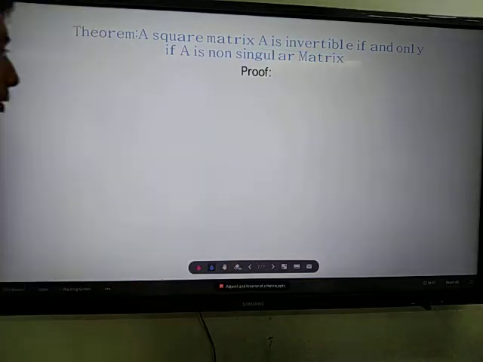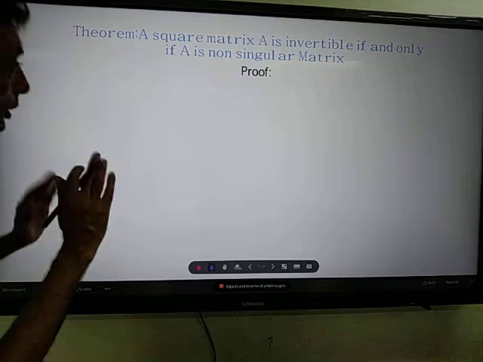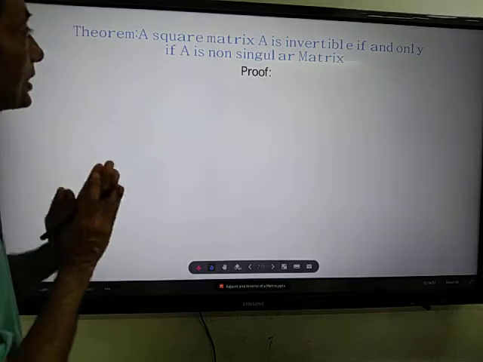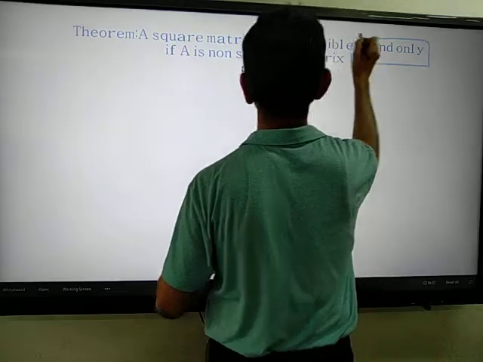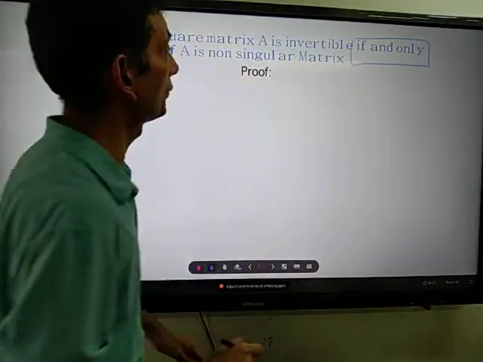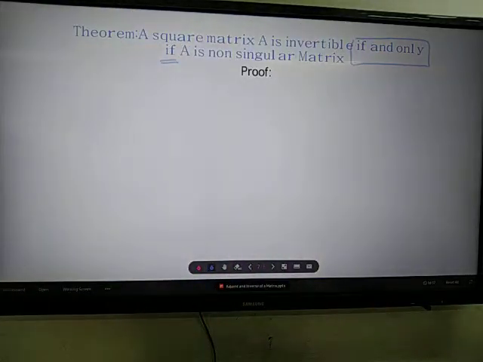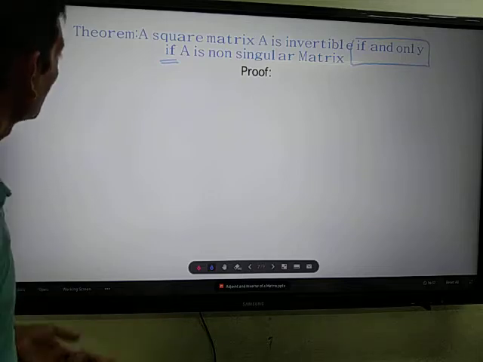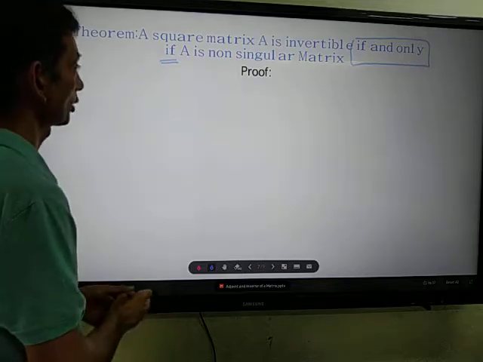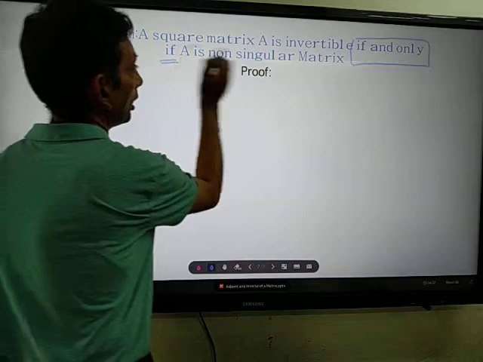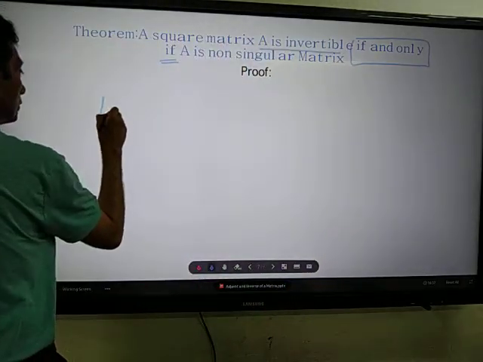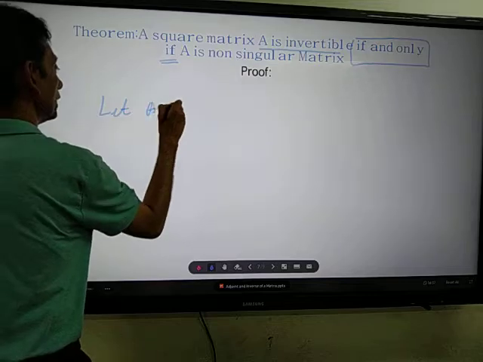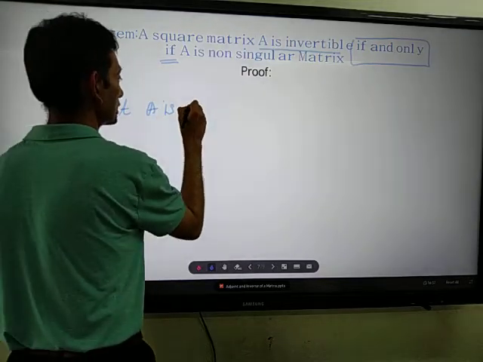So we are going to explain this. Our square matrix A is invertible, if and only if. Most important is this. So let us first assume that A is invertible.